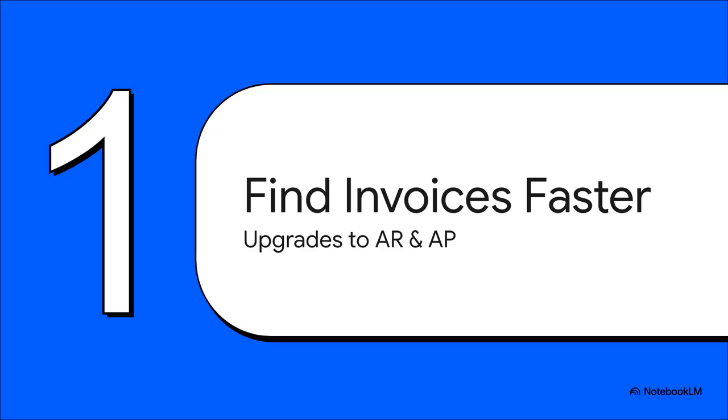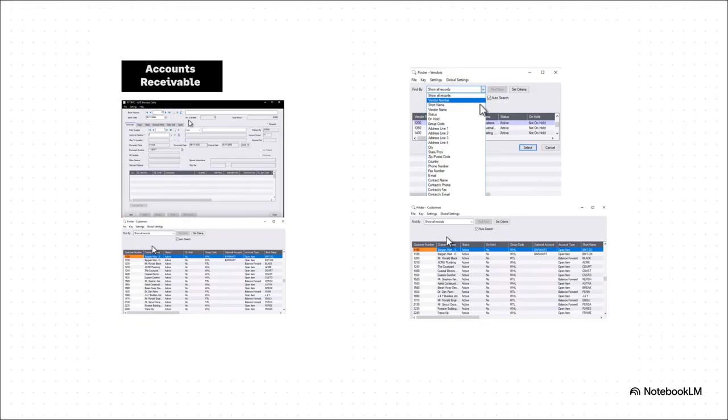Sage has rolled out some simple, but honestly, brilliant upgrades to both accounts receivable and accounts payable, all designed to make those daily searches way, way faster. So on the screen here, you can see the two spots where this magic happens, the finders in AR and AP. And yeah, they probably look pretty much the same as they always have, but trust me, they've got a seriously powerful new trick under the hood.